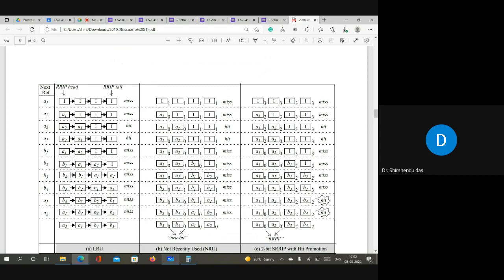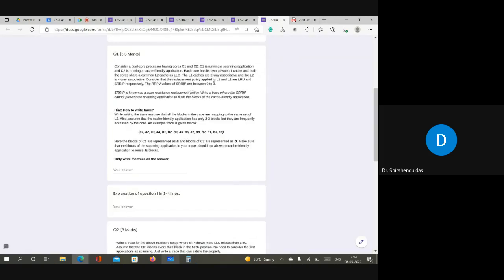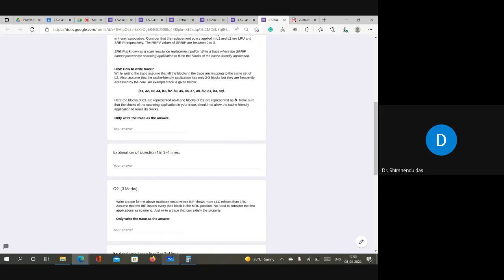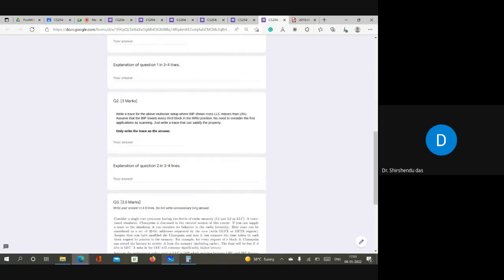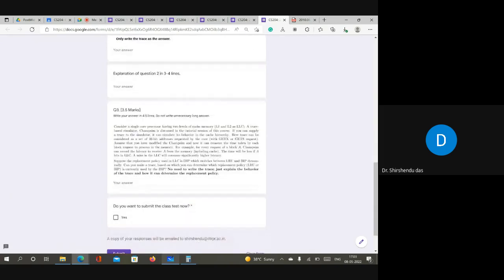So either you need to change the RRPV value. If you see the question, the RRPV value is fixed between 0 and 3. Since the RRPV value is fixed, based on this you can write a long scan application in such a way that it can evict the entire working set. That was the only requirement, that you should write a long scan application. And in question two, you have to create a trace in such a way that BIP should give less performance, and I have created a trace in this video. And question number three was related to cache security.